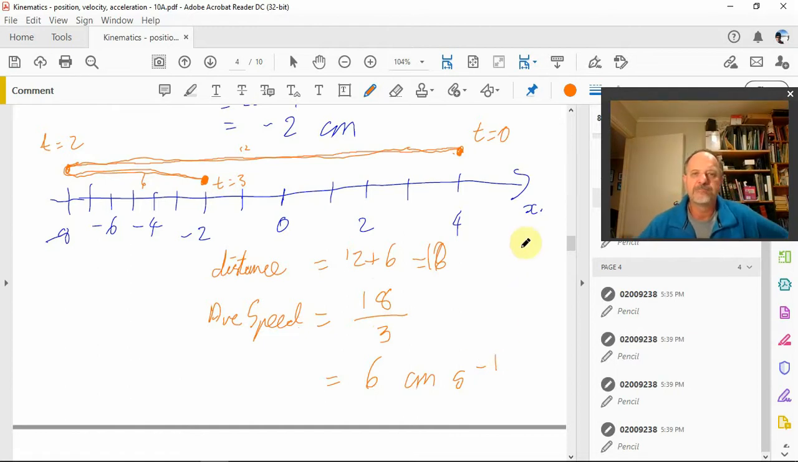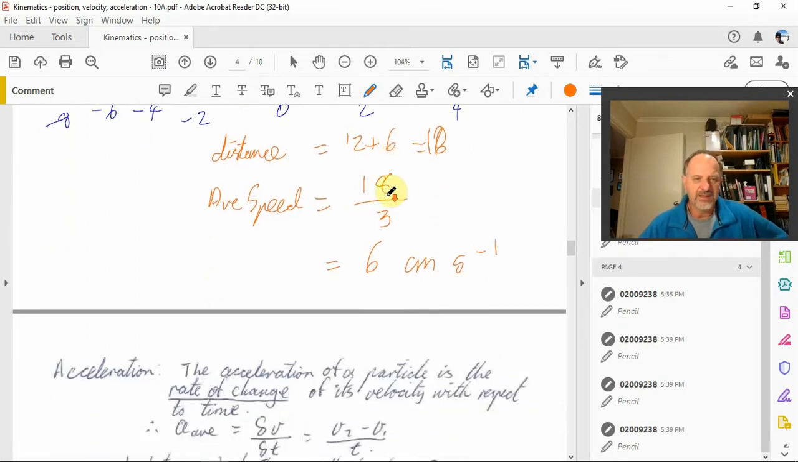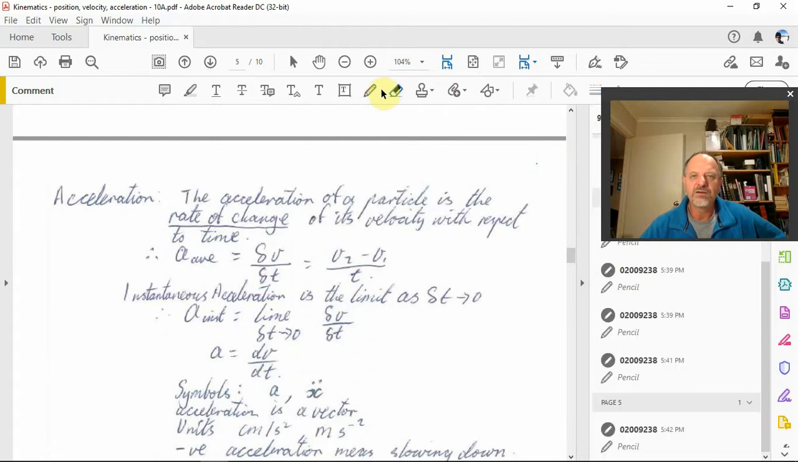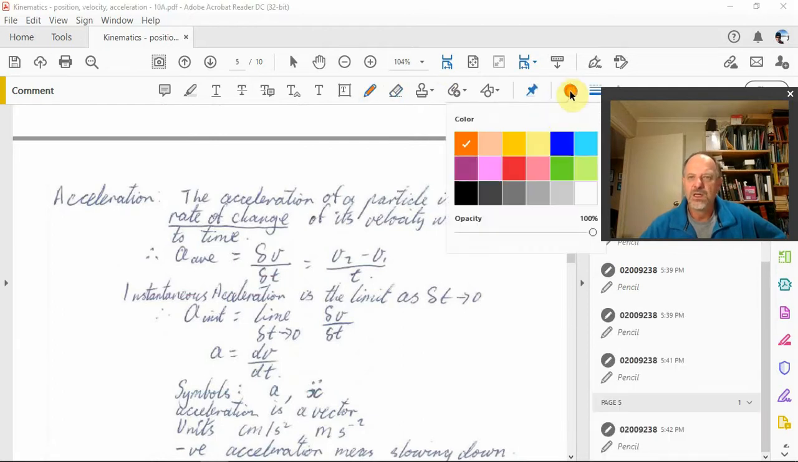All right, so a diagram like this can be quite handy before you figure out what's actually happening with the particle, the thing, or whatever it might be. All right, next, acceleration. So here are some definitions.